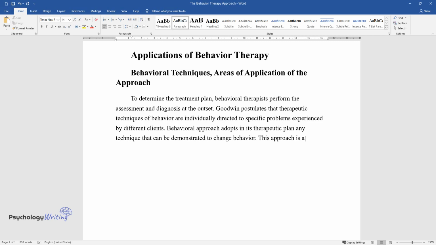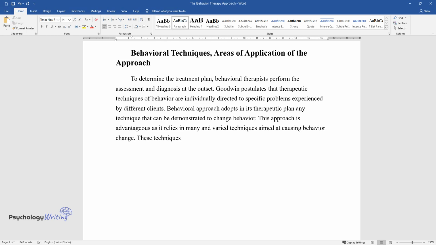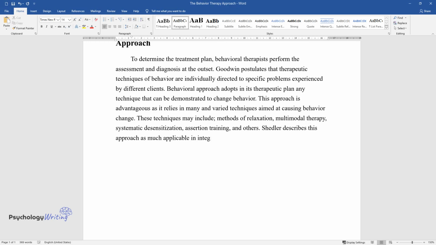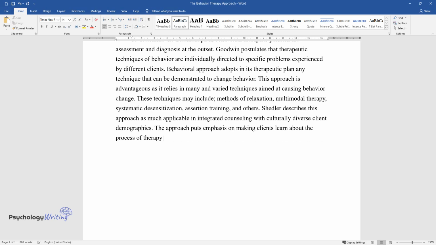This approach is advantageous as it relies on many and varied techniques aimed at causing behavior change. These techniques may include methods of relaxation, multimodal therapy, systematic desensitization, assertion training, and others. Shedler describes this approach as much applicable in integrated counseling with culturally diverse client demographics. The approach puts emphasis on making clients learn about the process of therapy and structure.